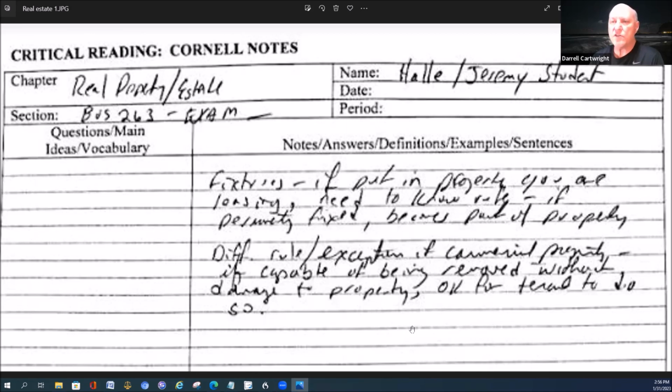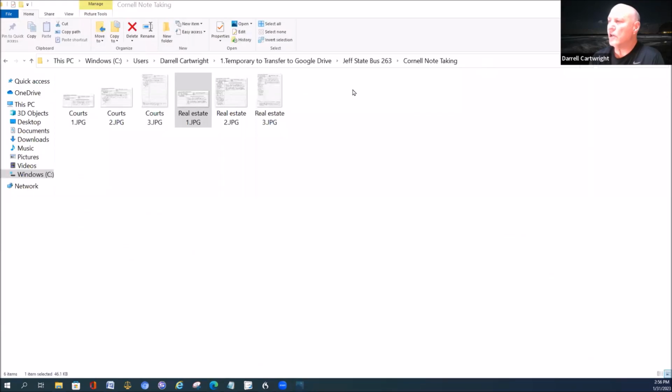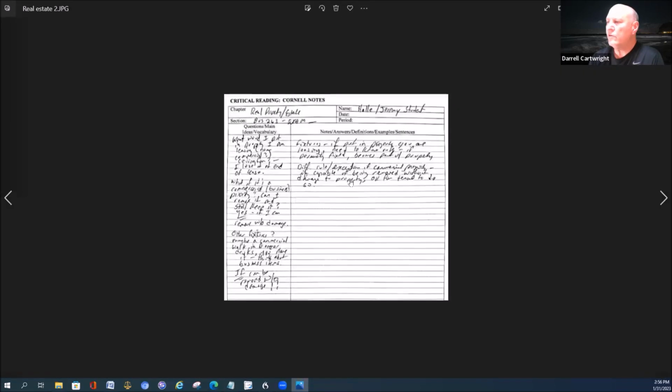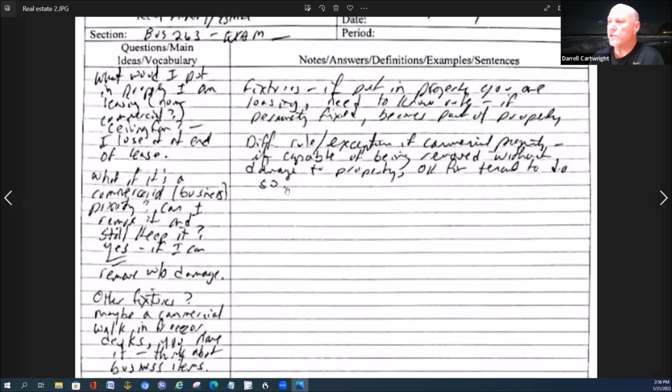You're taking these notes while you are listening to the lecture, either online or in class. So then part 2 comes along. In part 2, we ask these questions. You'll see I have more questions here. What would I put in property I am leasing if it's non-commercial? Well, maybe you put in ceiling fans. I'm just thinking of things. How is this going to apply? I hear the rule, but how is it going to apply?